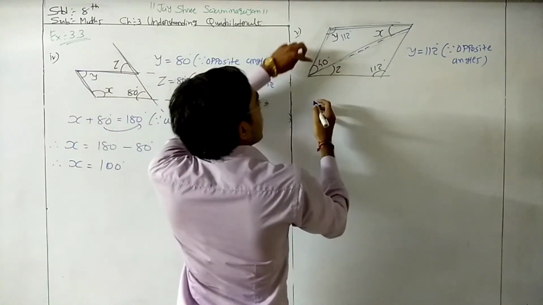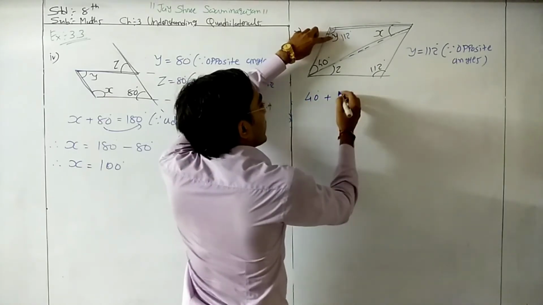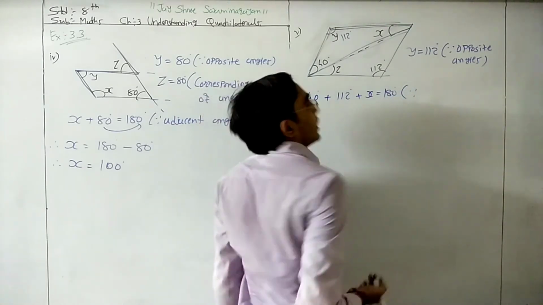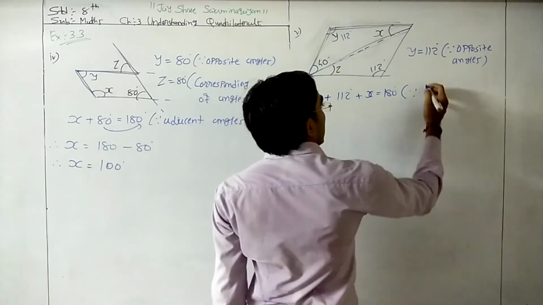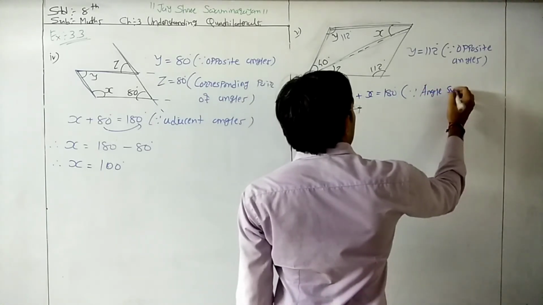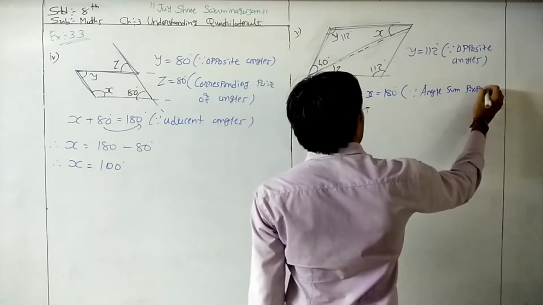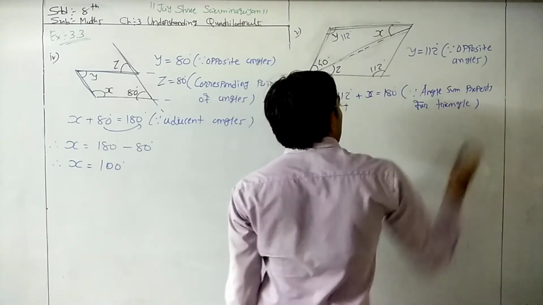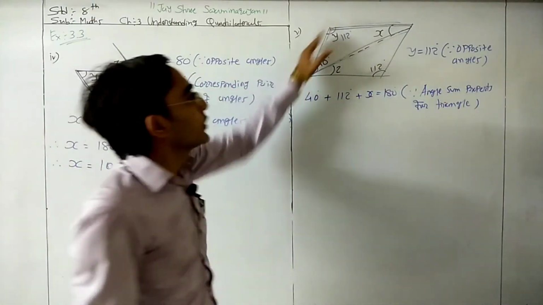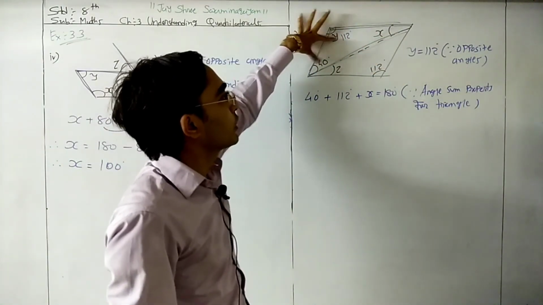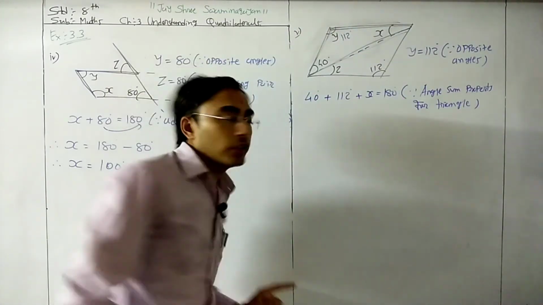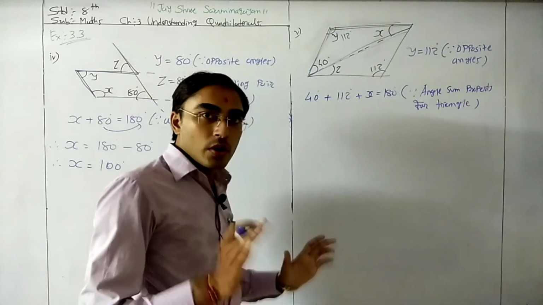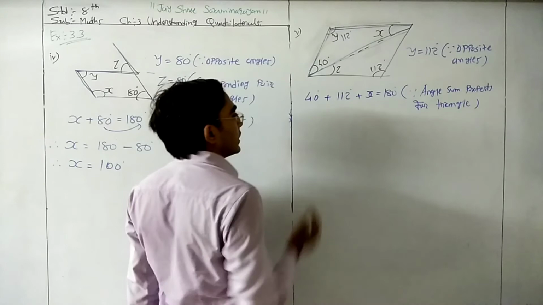So here, first of all, this 40 degree plus 112 degree plus x is equal to 180 degree. Okay, what is the reason? Angle sum property for triangle. Okay, so if we use this triangle, then two angles we know, 112 and 40, we can find the third angle by using the angle sum property. So here 40 plus 112 plus x is equal to 180 degree. Now from here we can find the value of x.